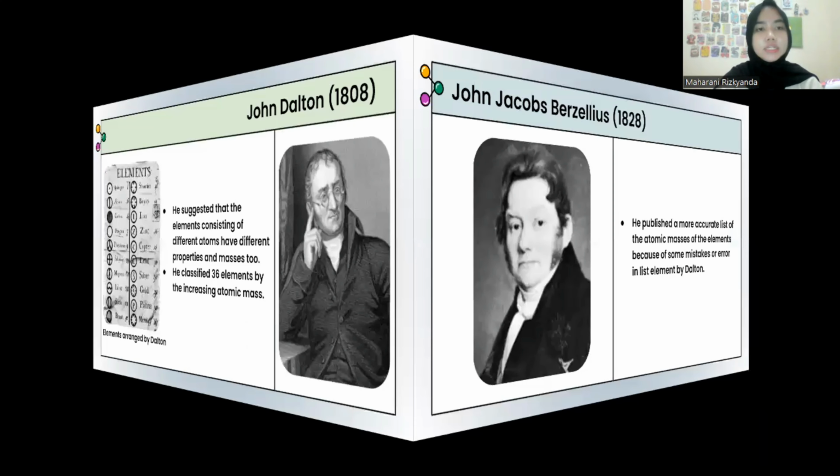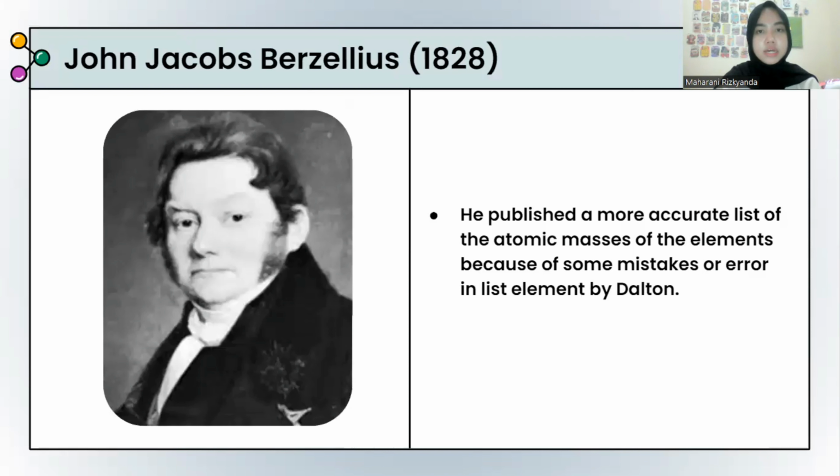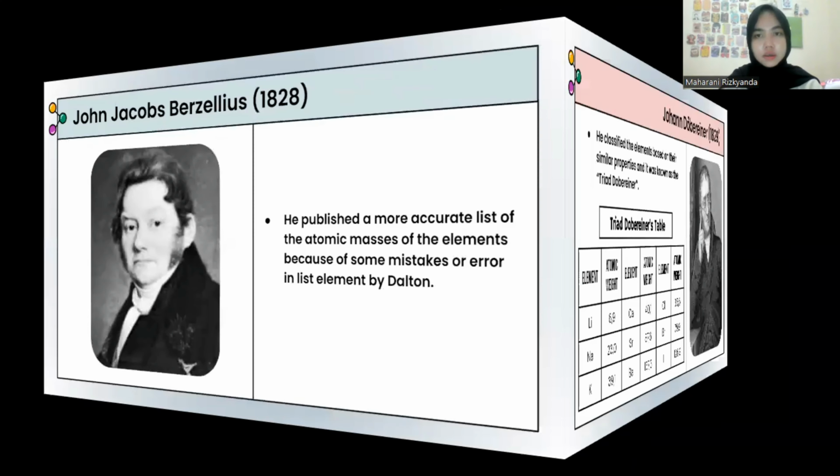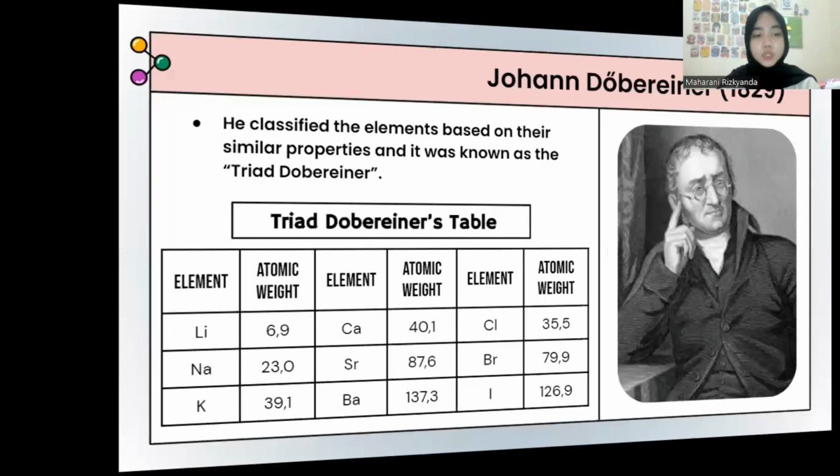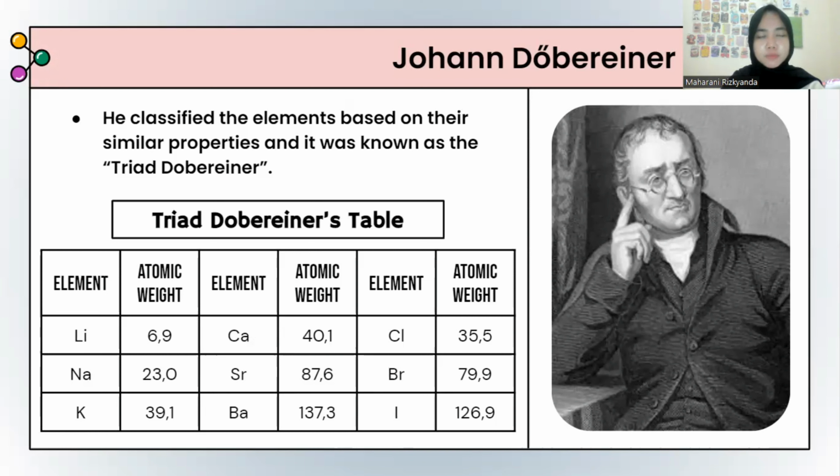The next one is Jons Jacob Berzelius. In 1828, Berzelius published a more accurate list of the atomic masses of the elements because of some mistakes or errors in the list of elements by Dalton. The next one is Johann Dobereiner. In 1829, Dobereiner classified the elements based on their similar properties, and it was known as the Dobereiner triads.